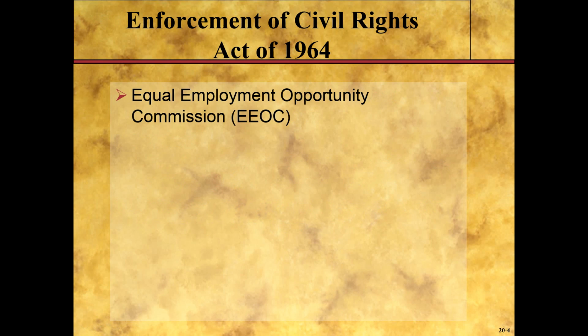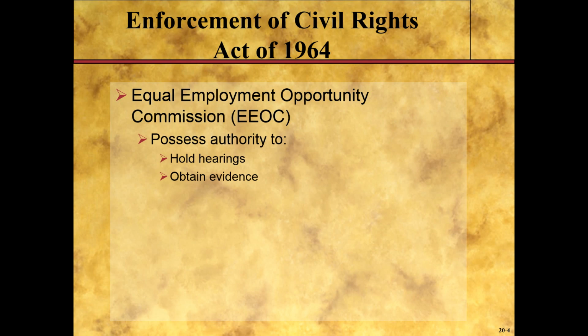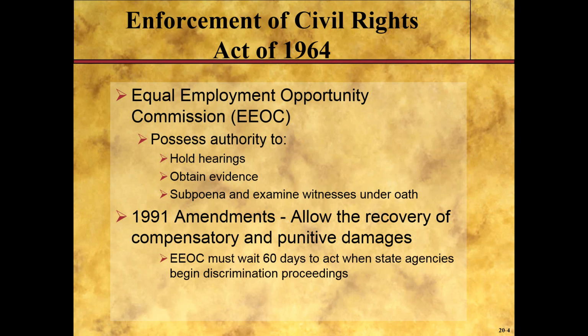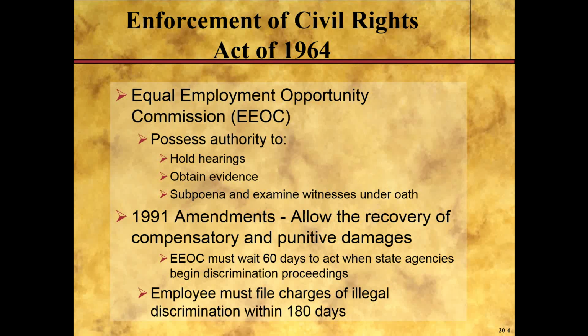Now, enforcement of the Civil Rights Act is by the EEOC, Equal Employment Opportunity Commission. And they have the authority to hold hearings, obtain evidence, and examine witnesses. The 1991 amendments to the Act allow the recovery of compensatory and punitive damages for discrimination. And the EEOC must wait 60 days to act when state agencies begin discrimination proceedings. To file under the Act, the employee must file charges of illegal discrimination within 180 days.